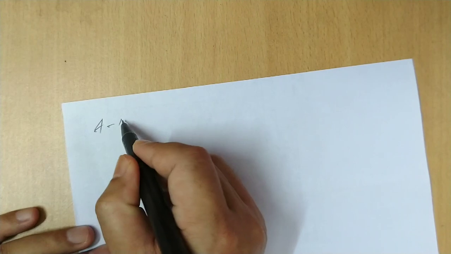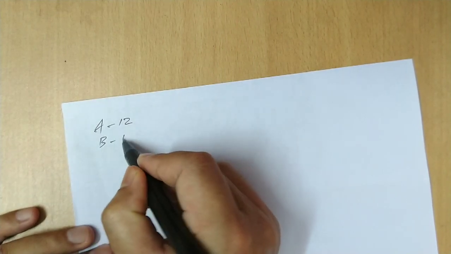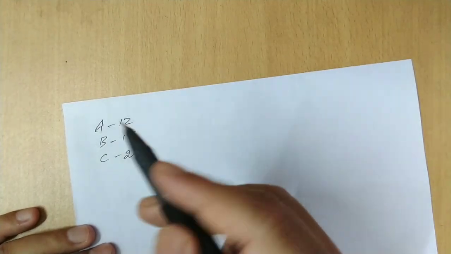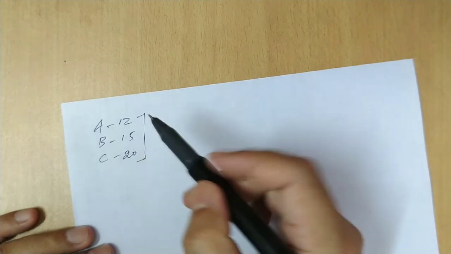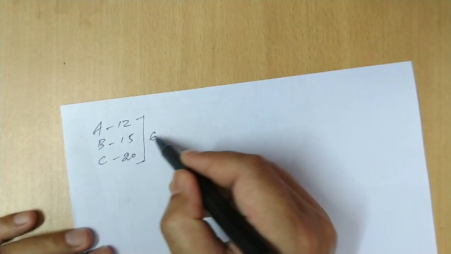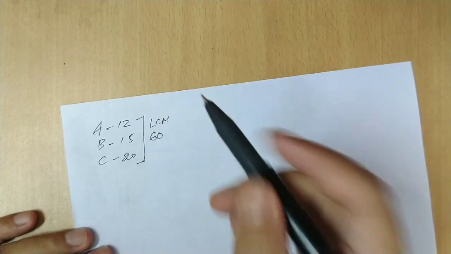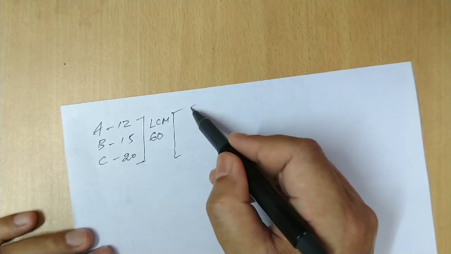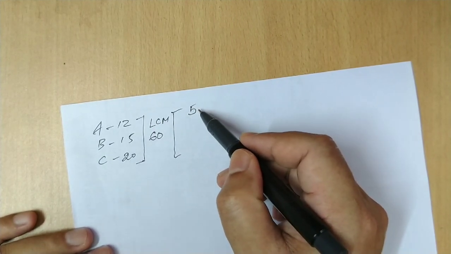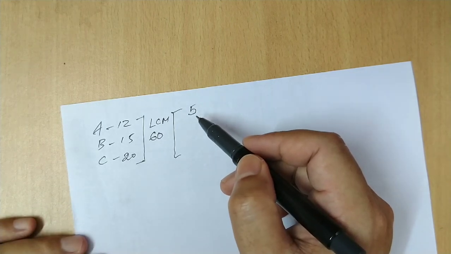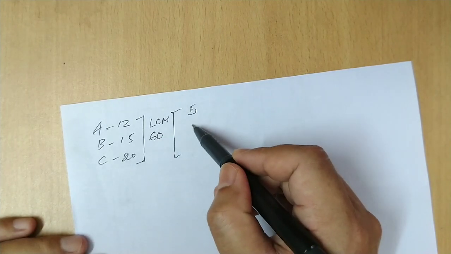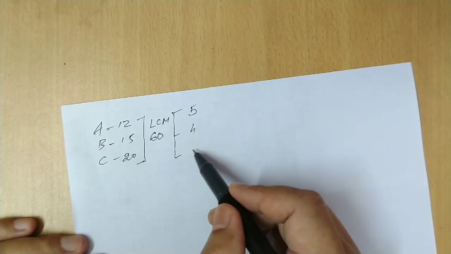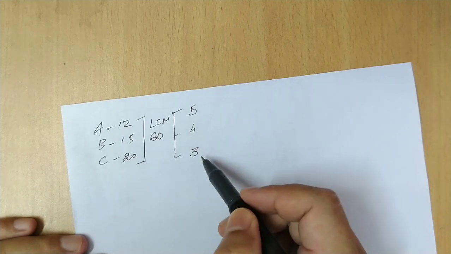A completes the work in 12 days, B completes the same work in 15 days, and C completes the same work in 20 days. So as I said, we will take the LCM. The LCM of 12, 15 and 20 will be 60, which is our total work. Now 60 divided by 12, we get 5. This is our efficiency, 1 day work of A. And if we divide 60 by 15, we get 4, which is B's efficiency, and 60 divided by 20, we get 3, which is C's efficiency.